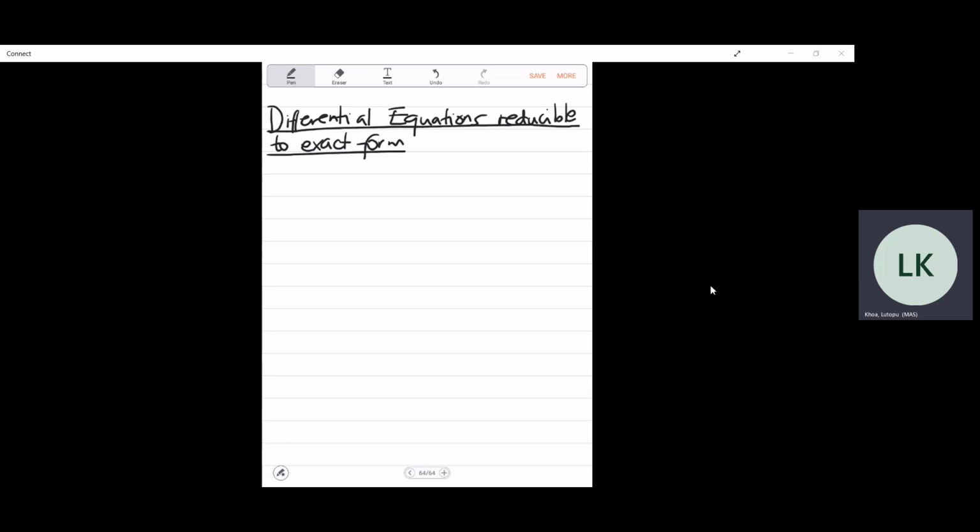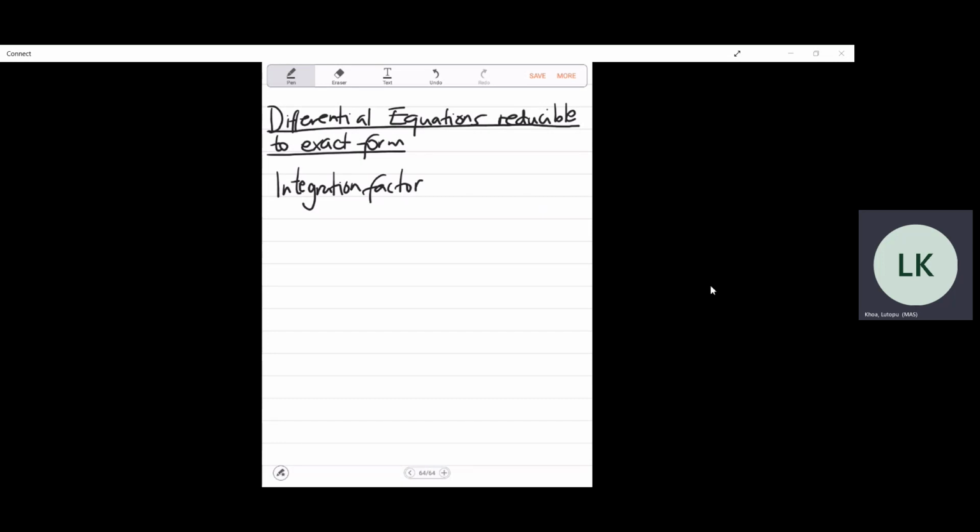Now, the way we do that is by introducing what we call an integrating factor. This integrating factor is something you can multiply the differential equation with, and after you do that, your differential equation will become exact. So we look at examples of such differential equations and then how we actually find this integrating factor.